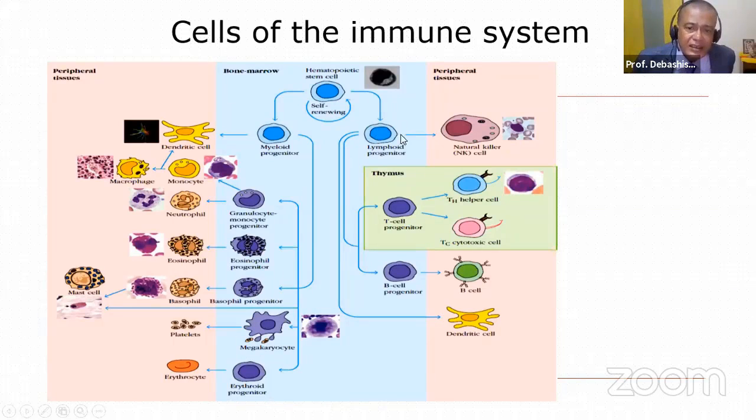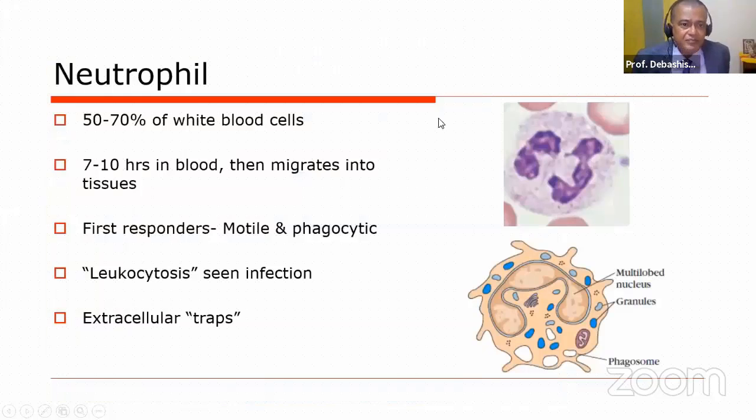On the other hand, the lymphoid progenitor cells can, in the peripheral tissue, grow into natural killer cells. They can also become the T cell progenitors growing into Th or T helper cells or T cytotoxic cells, as well as B cells, and in the peripheral tissue they become mature B cells, as I have mentioned to you. The lymphoid progenitors can also form dendritic cells. So dendritic cells can be lymphoid derived as well as myeloid derived.